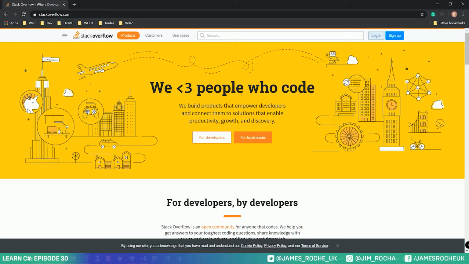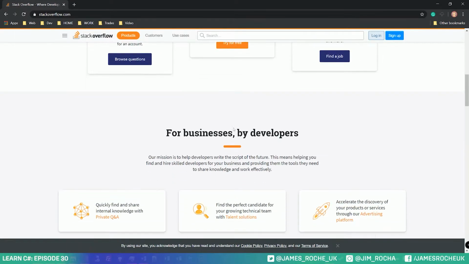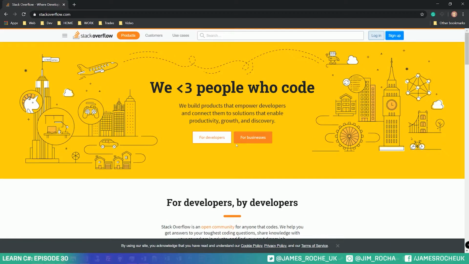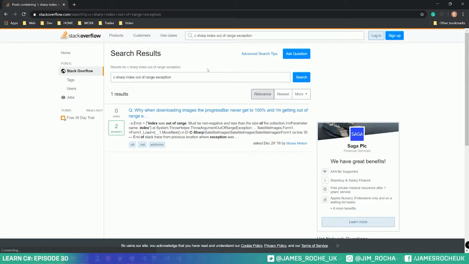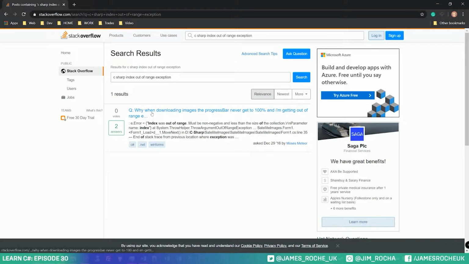But if you do find that you've got a question that you can't find by searching, you could always ask that question. But let's just search for C#, and we'll search for a common error. So index out of range exception. And so that might have been a little bit too specific, but you'll see here, this was a question somebody asked. It's got two answers on there.